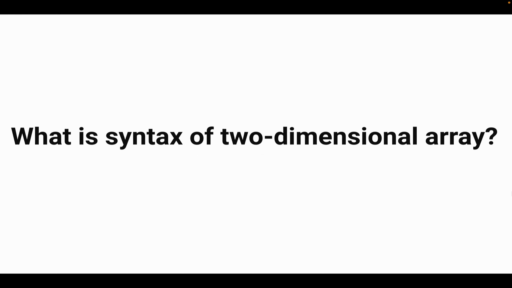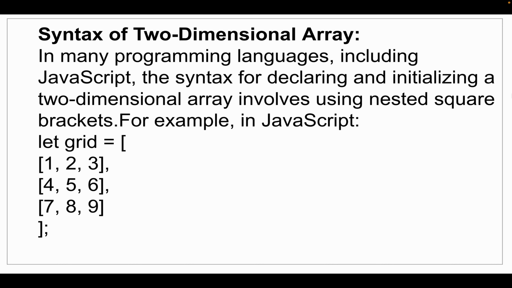Let's understand the syntax of two-dimensional array. In many programming languages, including JavaScript, the syntax for declaring and initializing a two-dimensional array involves using nested square brackets. In this example, grid is a two-dimensional array, also known as a grid or a matrix. It is essentially an array of arrays, where each inner array represents a row of elements.